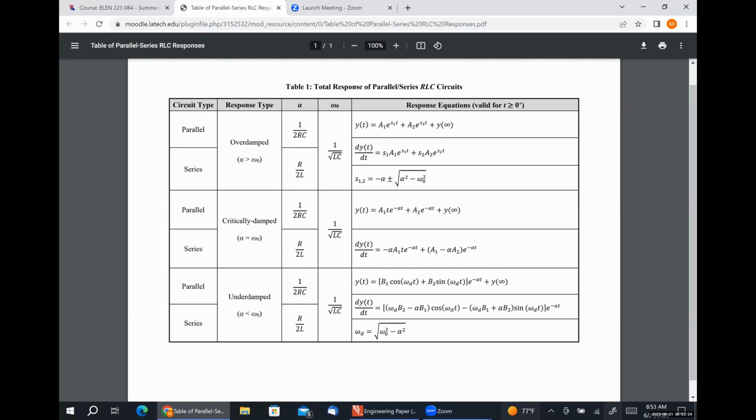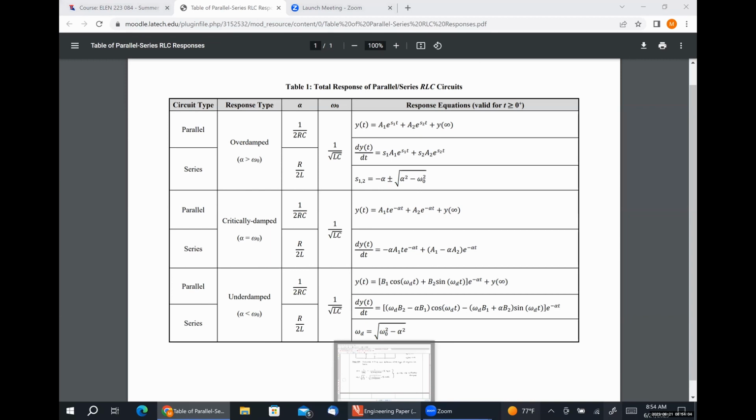I also went ahead and determined what the derivative is of that expression. You'll see why here in a moment. And then I defined what S1 and S2 are for this particular system. For our critically damped circuits, which is what we're going to be dealing with here in a moment, I have my expression for y of t. I also have my derivative expression. For my underdamped circuits, I have my y of t. I have my derivative expression. And then I also remind you of what omega d is. Okay. So we're going to build our first equation using this y of t expression.